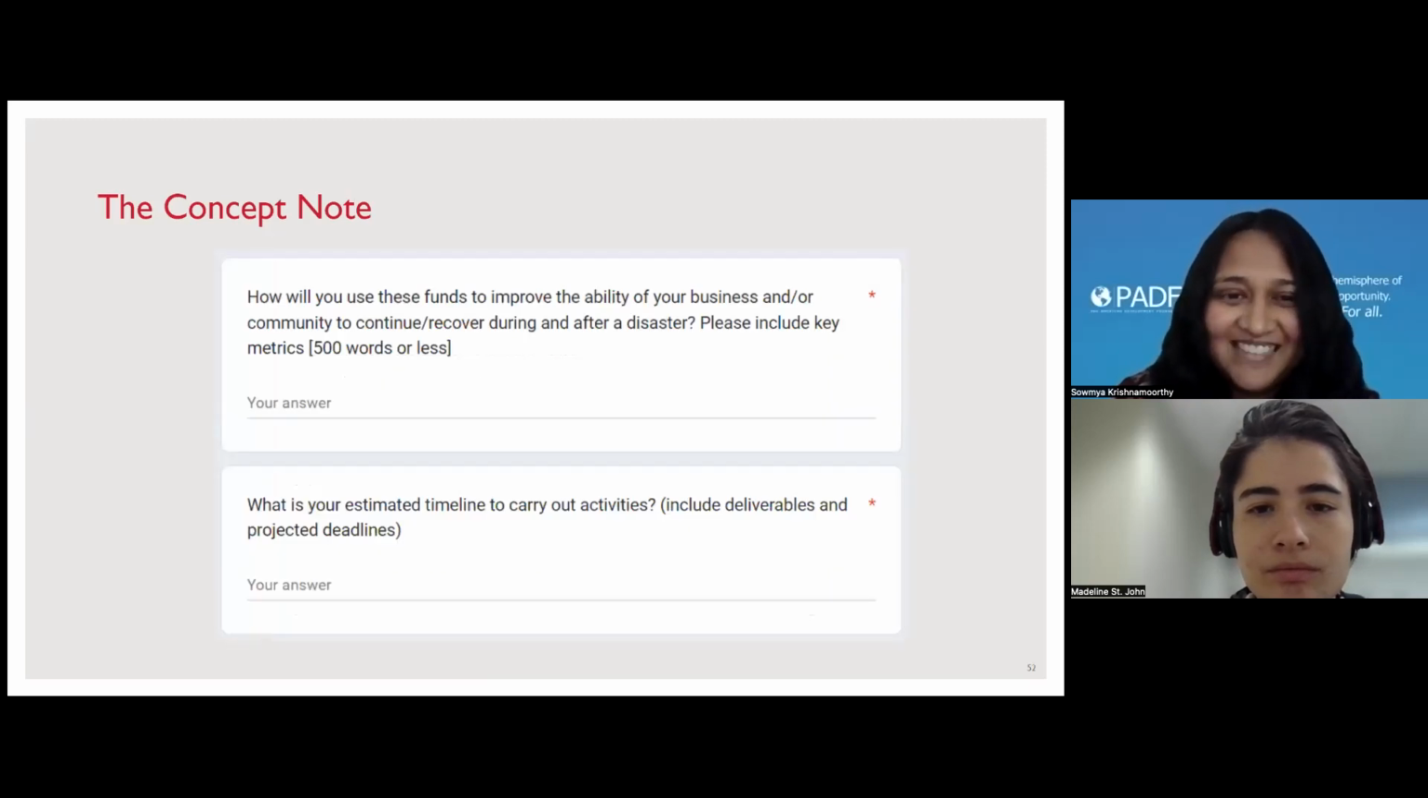Then we're going to get into the questions about money. Tell us about how you use these funds to improve your business's ability to bounce back. How are you going to contribute? How is the funding specifically going to contribute to the improvements in resilience, either in your business or in your community or both? And then tell us, what's your timeline to carry this out? We need to understand a little bit more about what deliverables we might look for along the way and what your projected deadlines to achieving those deliverables might be. Next slide, please.